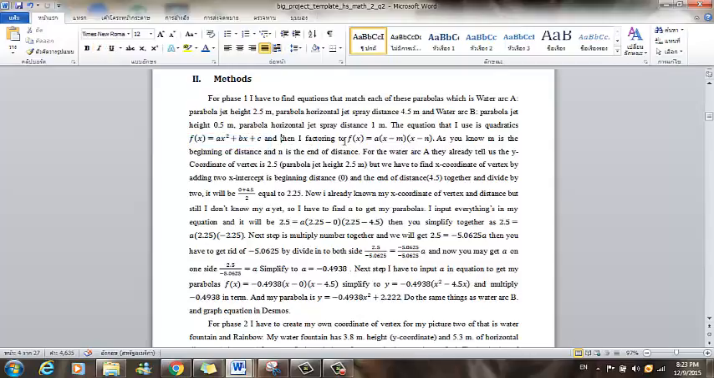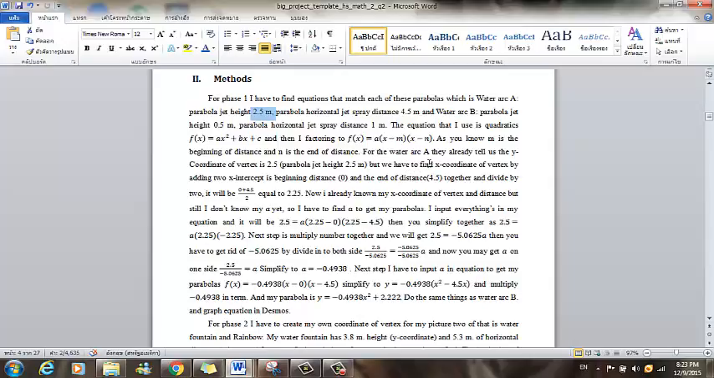Then I have to factorize, like I said, is a part of this. I have to factorize into this form. As you know, m is the beginning of the distance and n is the end of distance. For m and n, we use this form. So for the water arc A, they already told us y coordinate of vertex is 2.5 because the height is 2.5 meters. So that is y coordinate of vertex.